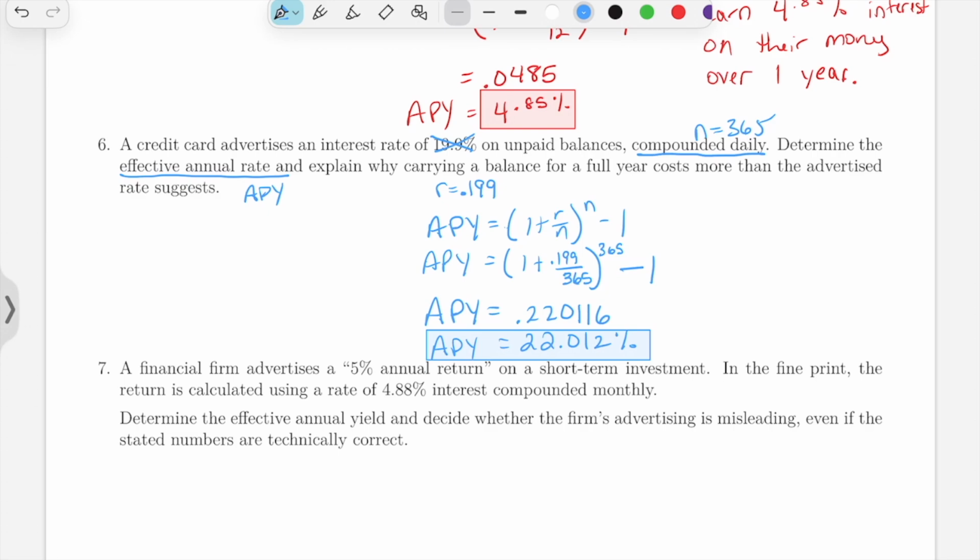The APY for this credit card would actually be about 22%. I like to take my percentages usually out to about 3 decimals on the percent. This doesn't say what to round it to, so just round to whatever's important. A lot of times banks, or whenever you're dealing with money, will go out to about 3 decimals on the percent.